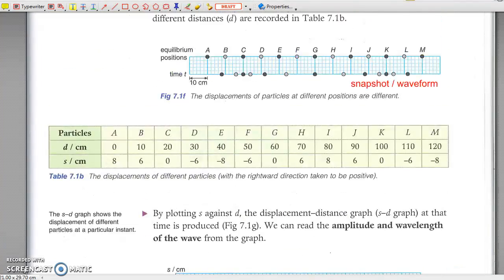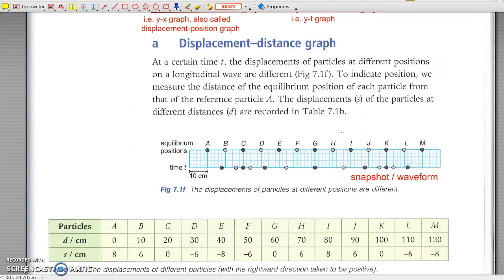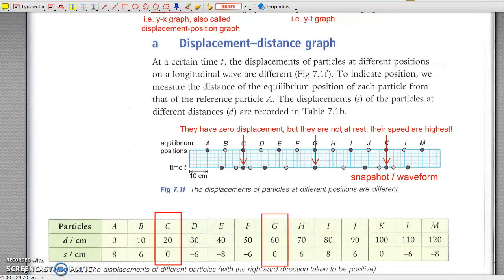In this case, you may first identify a few particles with zero displacement, such as C, G, and K. They are either centers of compression or rarefaction. Note that, just like the motion of a simple pendulum, the particles with zero displacement are traveling at the greatest speed. Remember, they are not at rest.